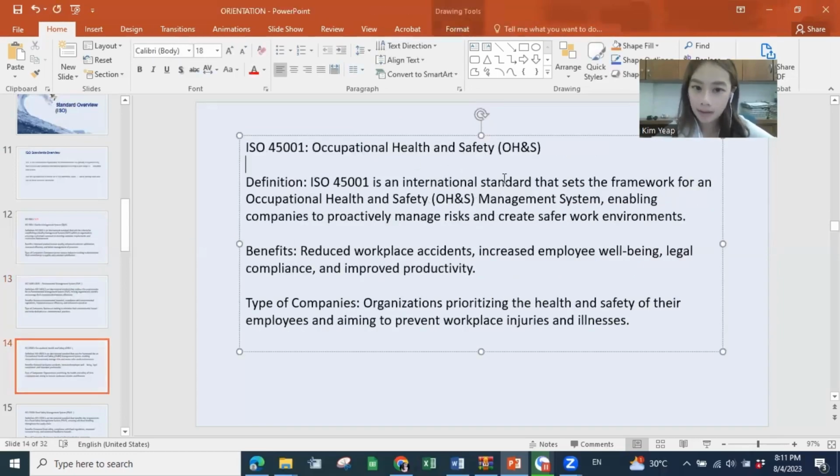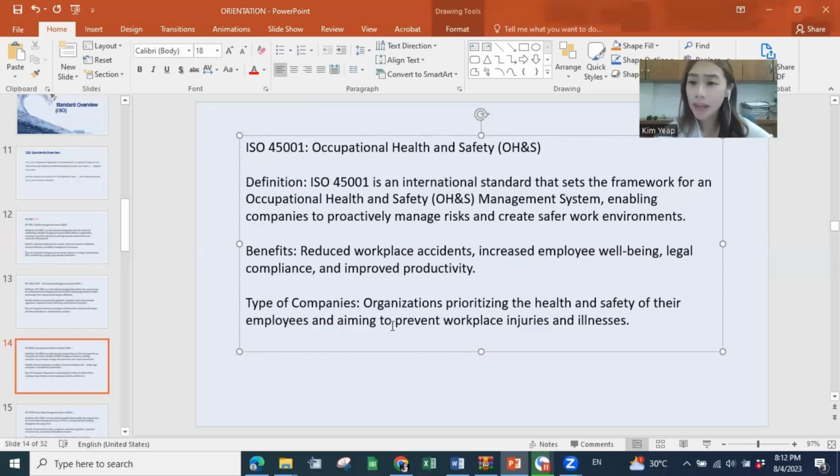45001 is about work safety. Okay, so usually we will say that most of the time it will be the construction company, it is the manufacturer also, because imagine when you are manufacturing a certain thing, it involves a lot of machineries, heavy machinery. So machinery is going to cause harm to the employee. Okay, it's very risky. So for a company that comes to SQC Penang, and our consultant goes there to help them follow the ISO 45001 standard.